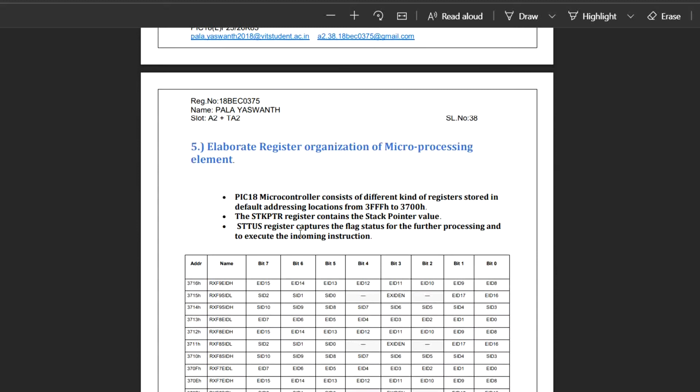The fifth question was to elaborate the register organization of the microprocessing element. The PIC18 microcontroller consists of different kinds of registers, such as general purpose registers or storage registers, mostly with addressing locations from 3FFF hex to 3700 hex.